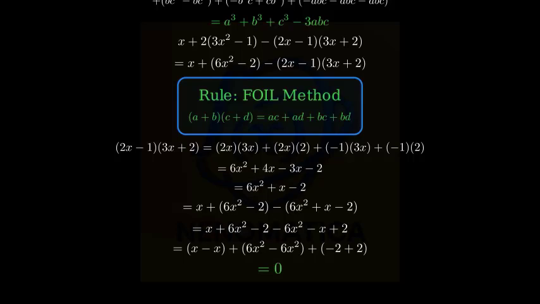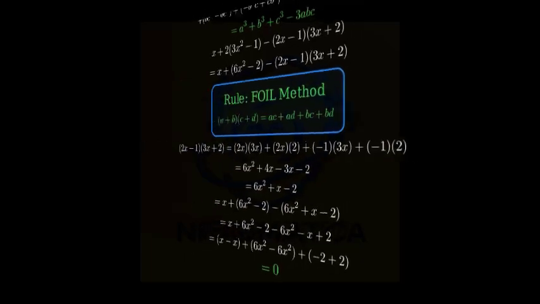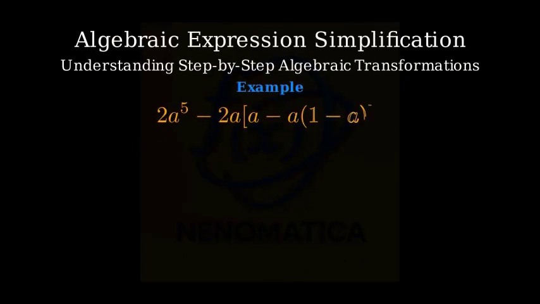In this video, we've worked through two algebraic expressions. We want to simplify the expression 2a to the 5th power minus 2a times the square of the quantity a minus a times the quantity 1 minus a.